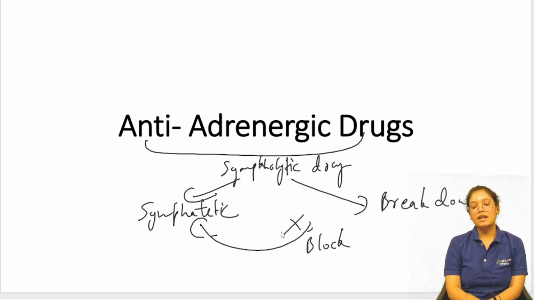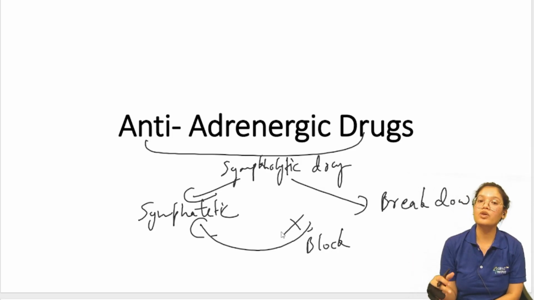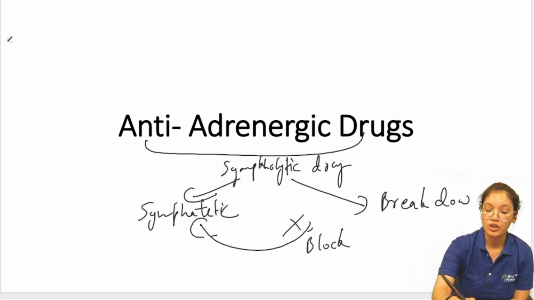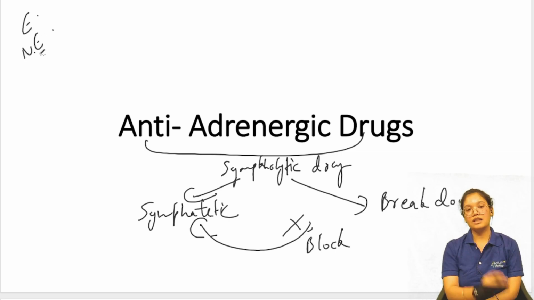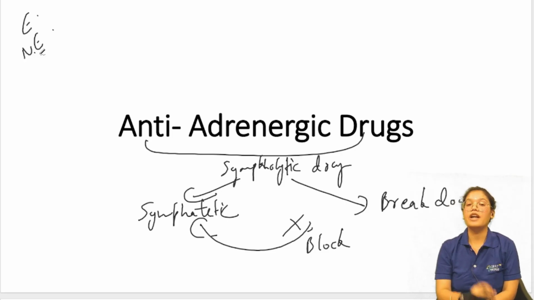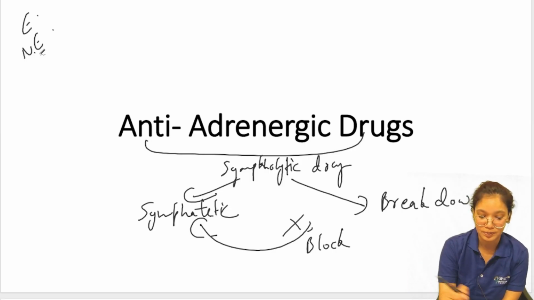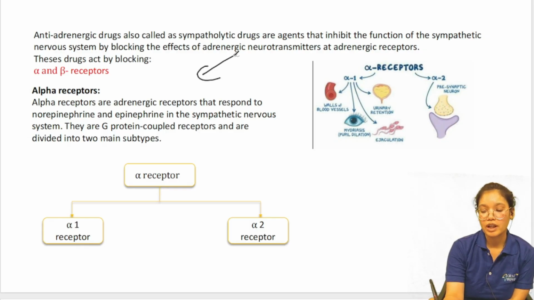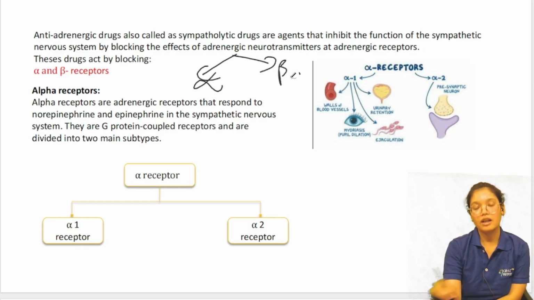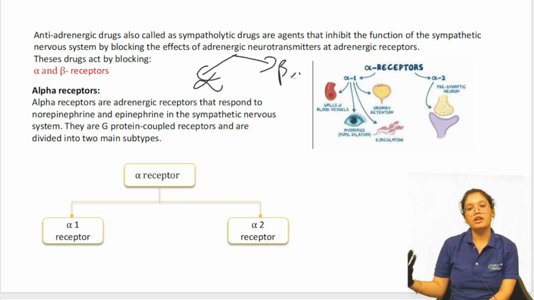Now these anti-adrenergic drugs have some structural similarities with the neurotransmitters of the adrenergic system, like epinephrine and norepinephrine. So basically these bind to the adrenergic receptor and instead of stimulating them, they block the adrenergic receptors. Now these adrenergic receptors are of two types, the alpha receptor and the beta receptor. In this video we will study the alpha receptor, and the beta receptor in the next video.